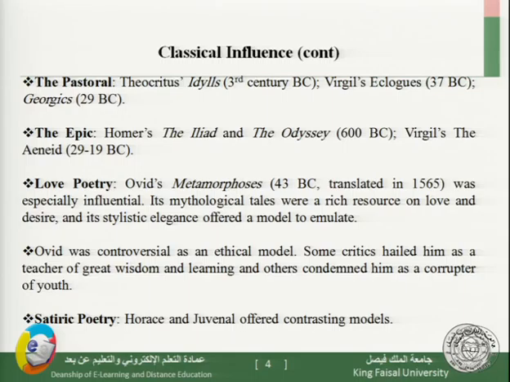Ovid, the Roman poet Ovid, was controversial as an ethical model because his poetry had some sexual content, and it addressed questions of love very often, so it was controversial in the Renaissance. Some poets imitated Ovid, and many people in the Renaissance rejected him because he was seen as unethical and disrespectful. So Ovid was controversial. Some critics hailed him as a teacher of great wisdom and learning, and other critics condemned him as a corrupter of youth.